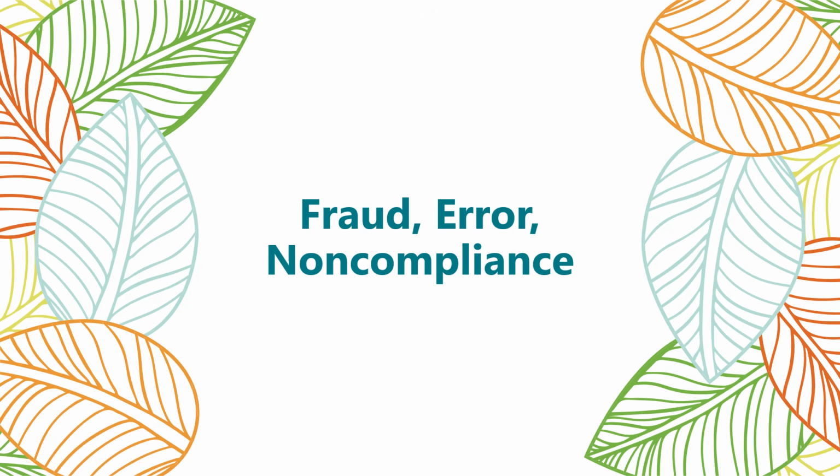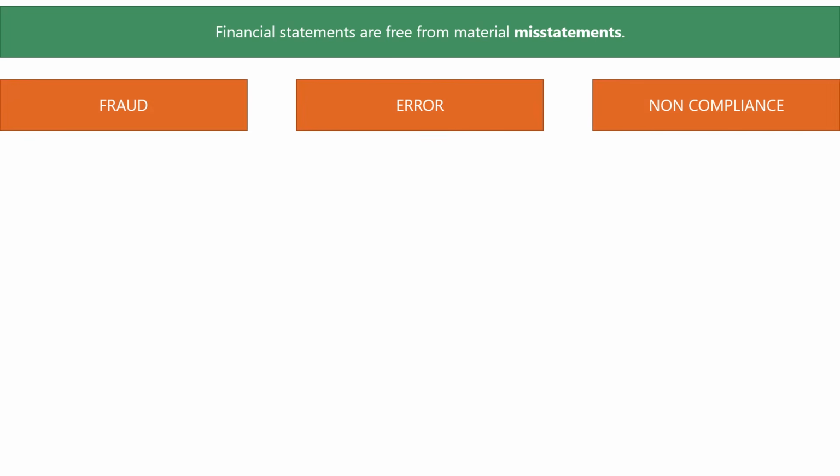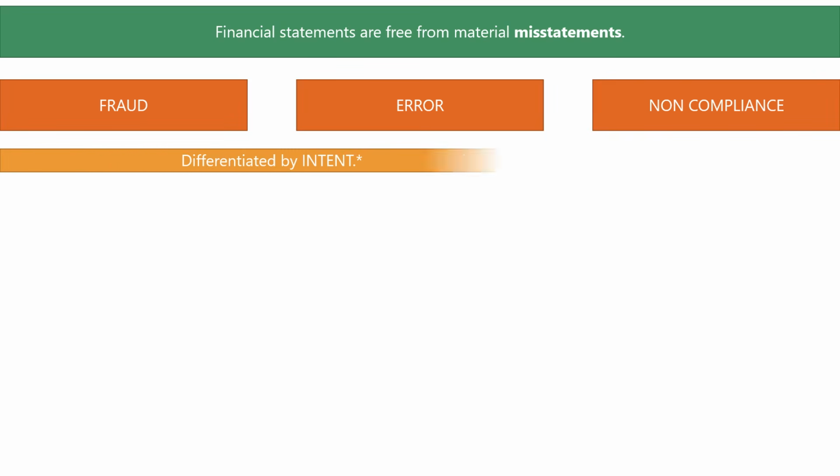Now, when we speak about fraud, error, and non-compliance, we have to call to mind the overall objective of an FS audit, and that is, of course, to express an opinion as to whether the financial statements are free from material misstatements. When we talk about misstatements, we also recall that this can be sourced from either fraud, error, or non-compliance. Fraud and error is mainly differentiated by intent. If it is something done intentionally, then most definitely fraud, but if it is unintentional, then error.